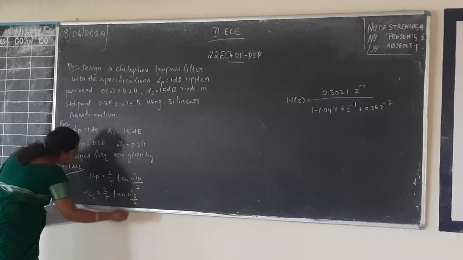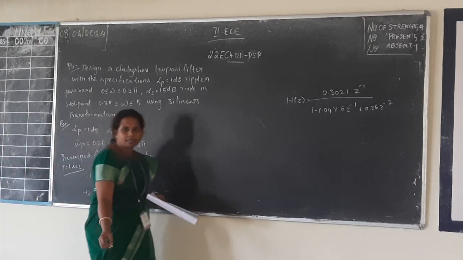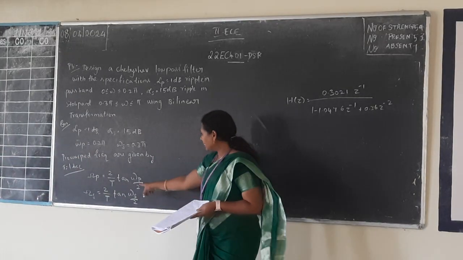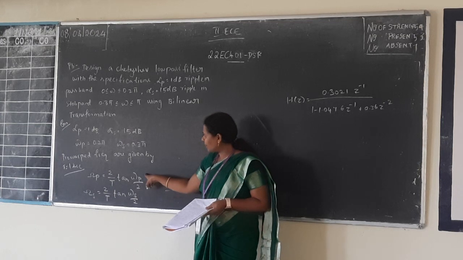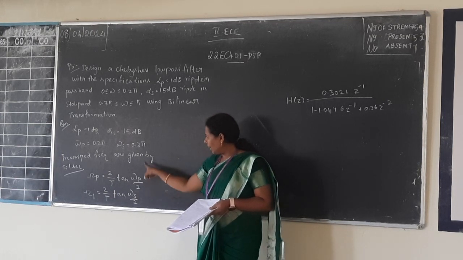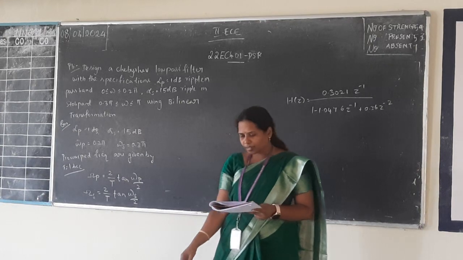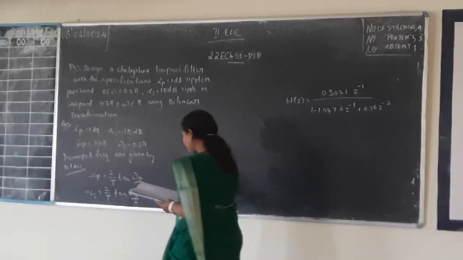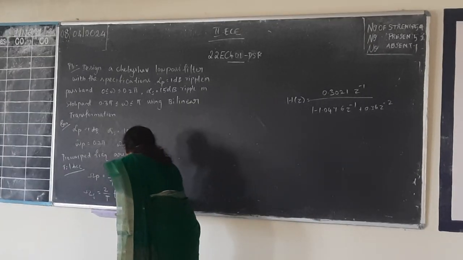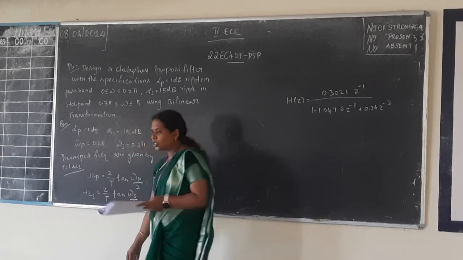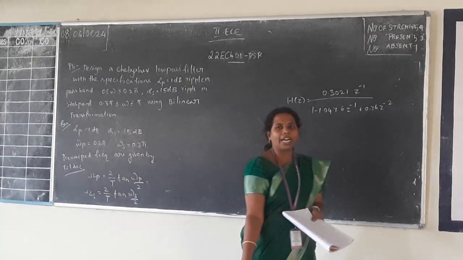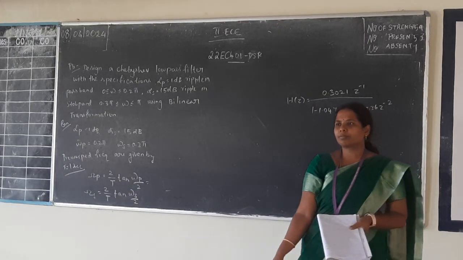So everyone calculate it fast. T is equal to 1, omega p is 0.25, and omega s is 0.35. Substitute that and tell me the answer. So 2 tan of 0.25 divided by 2, what did you get?